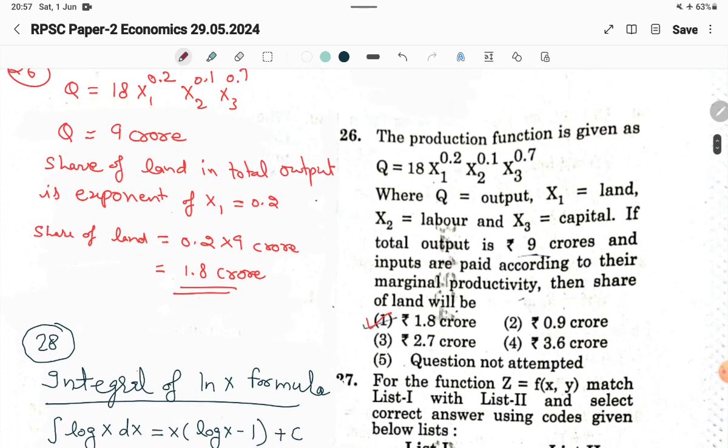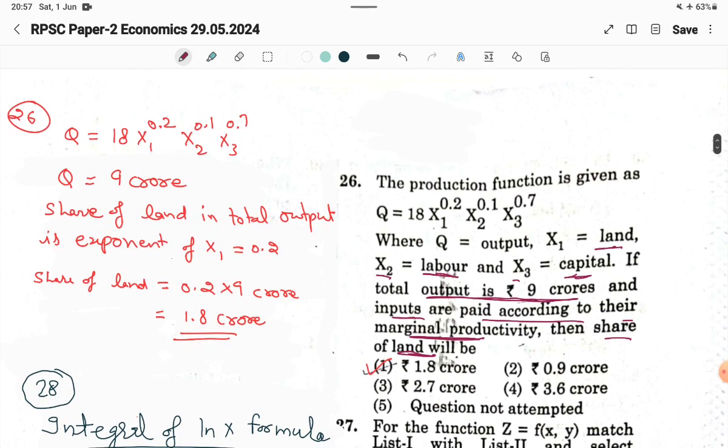Now the next question, 26. The production function is given as q is equal to 18 x1 power 0.2, x2 power 0.1 and x3 power 0.7, where q is output and x1 is land, x2 is labor and x3 is capital. If total output is 9 crore and inputs are paid according to their marginal productivity, then share of land will be. So here we should calculate share of land.